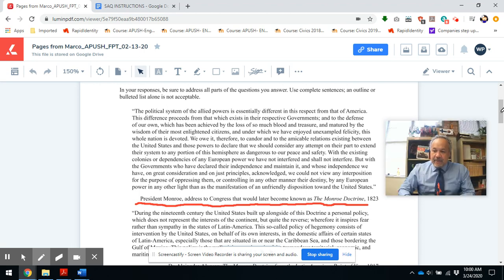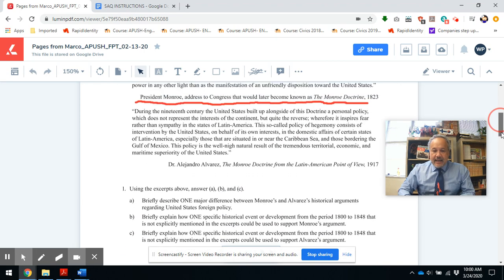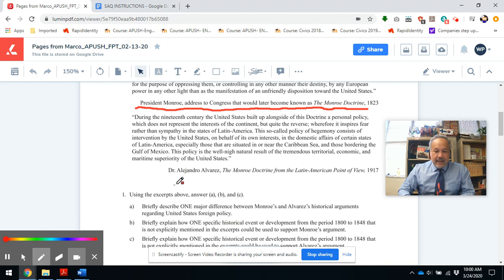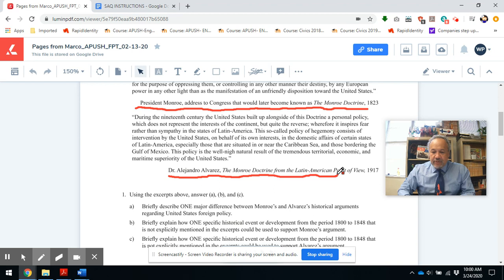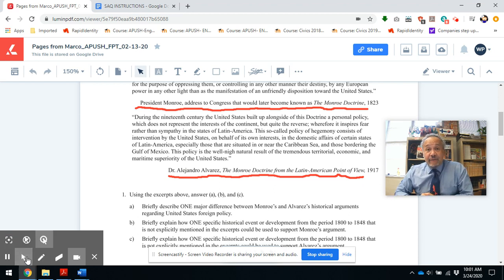Now, I look at the other document here, and I see Dr. Alejandro Alvarez, the Monroe Doctrine from the Latin American point of view. Now, I don't know who he is, and he may be a world-renowned scholar, that may be so. But if the Monroe Doctrine is President Monroe and you have two documents here, it's going to be the opposing viewpoint. And it says from the Latin American point of view.